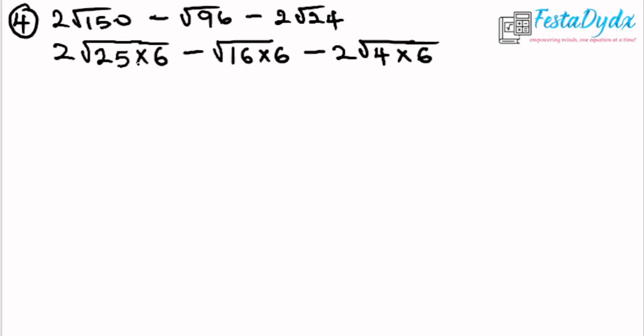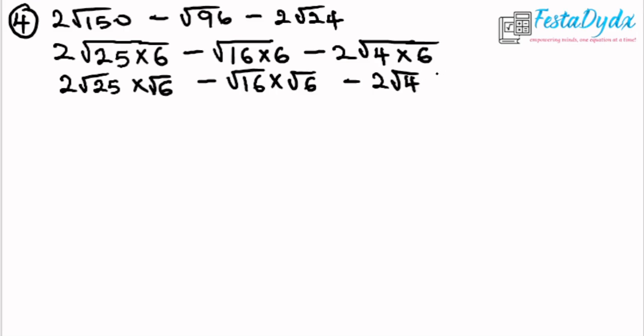So if we observe, everything here is a factor of the number above. 25 times 6 gives us 150, whereby 25 is the perfect square. 16 times 6 gives us 96, whereby 16 is a perfect square. And 4 times 6 gives us 24, whereby 4 is a perfect square. So the next thing we're going to do is split this into separate surds. So we'll have 2 root 25 times root 6 minus root 16 times root 6 minus 2 root 4 times root 6.